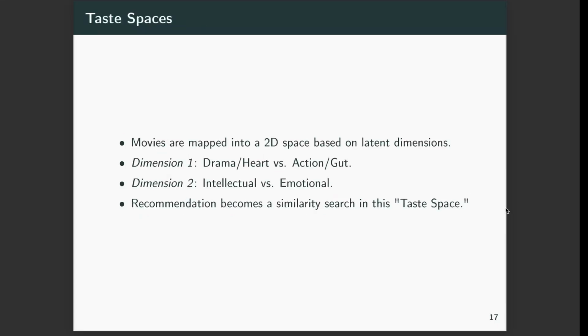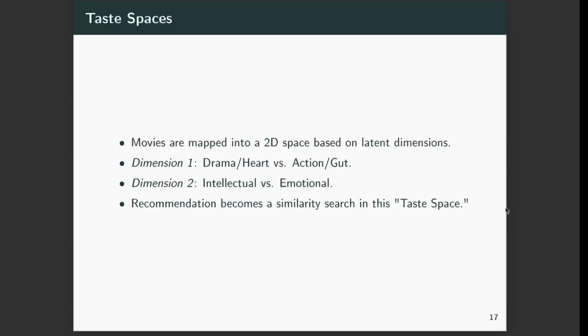Once we have extracted latent dimensions from our data, we can represent every entity, every movie, every user, as a point in a multidimensional space. We call this a taste space, or a latent space. The slide describes a two-dimensional example to make this visual and intuitive. The first dimension runs from drama and heart at one end to action and gut at the other. Movies like a tender family drama sit at one end, action blockbusters sit at the other. The second dimension runs from intellectual to emotional. So a dry, cerebral documentary sits in one quadrant, action and intellectual. A tearjerker romance sits in another, drama and emotional.